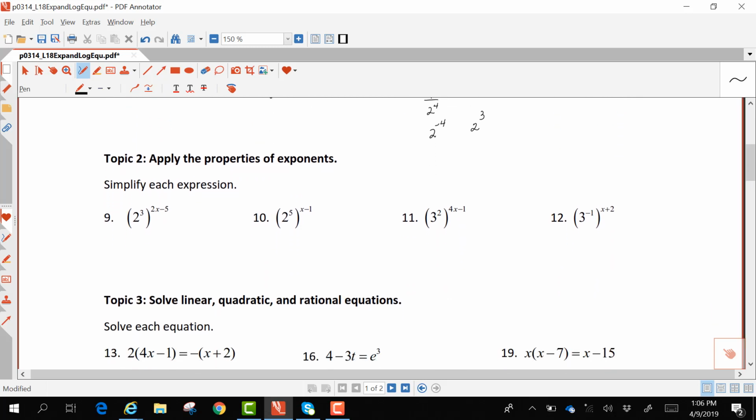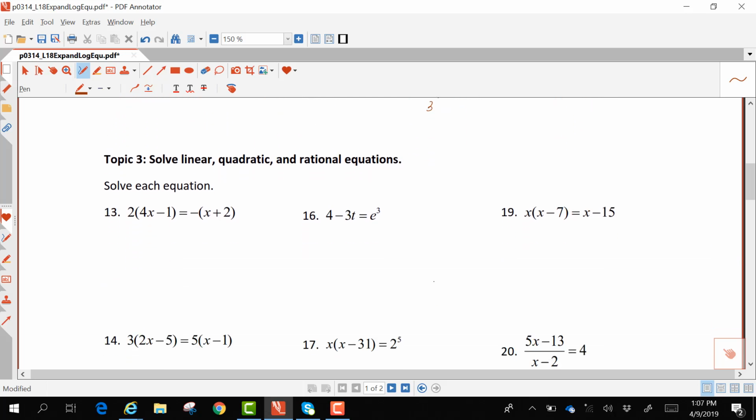Now we're going to practice a little bit of properties of exponents, and I don't know if you recall from an earlier lesson or not, but anytime we have a power to a power with a parentheses here, I like to put a little dot on the parentheses, which is reminding me that I multiply those exponents. So randomly picking an example, maybe 11, this would be 3 to the power of 2 times the 4x plus 1. 2 times the 4x is 8x, and 2 times the negative 1 is minus 2. So this is 3 to the power of 8x minus 2.